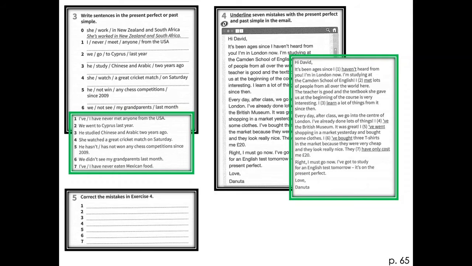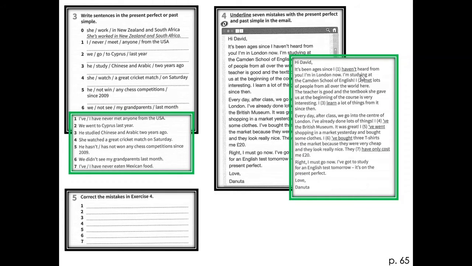Okay, so let's have a look one by one. Why are they wrong? Here, number one, I haven't heard from you. Okay, so you see there's a phrase, it's been ages since. That means there was the last time you heard from this person, and then after that for a long time you did not communicate with this person. Okay, so you cannot use the word haven't here. It should be, it's been ages since I've heard from you.